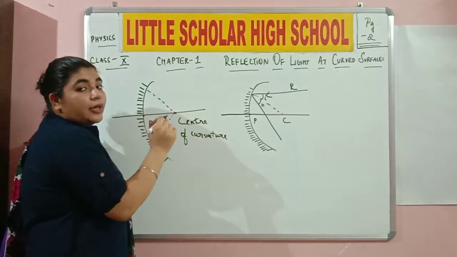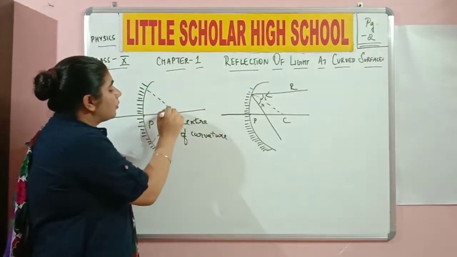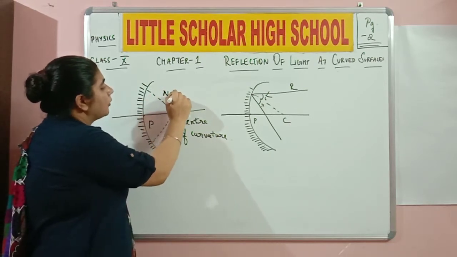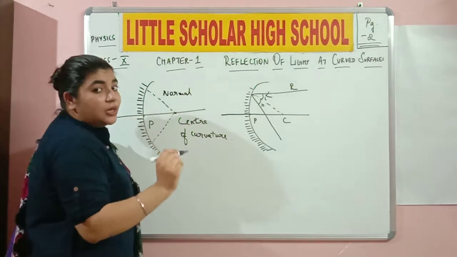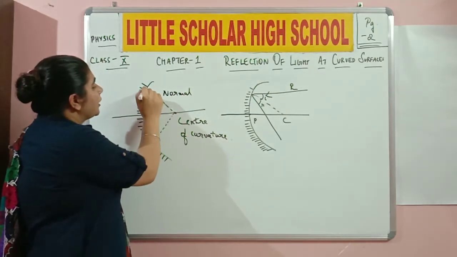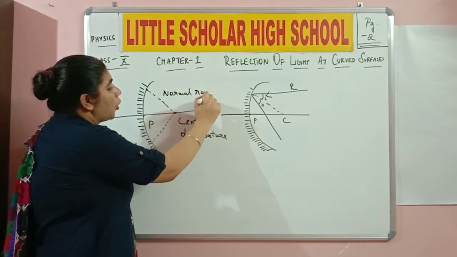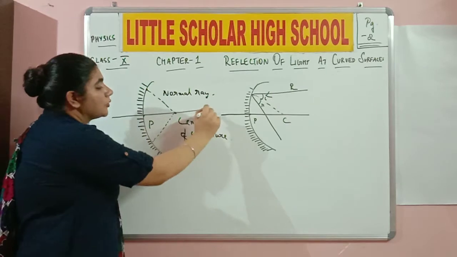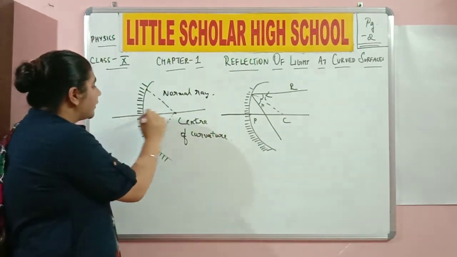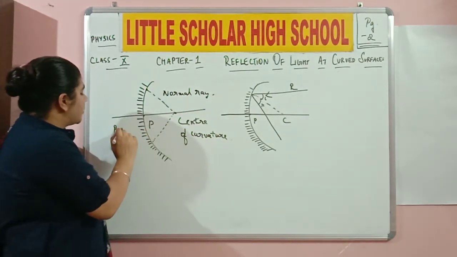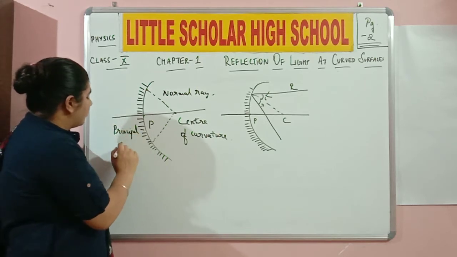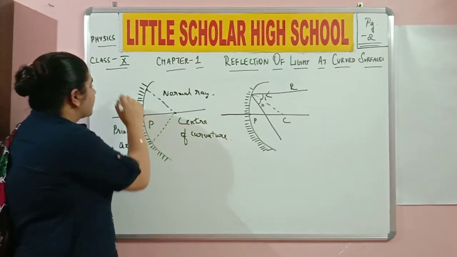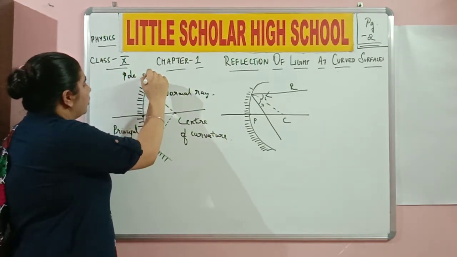Okay. Now, any line drawn from the center of curvature to any point on the mirror is called the normal ray. I am repeating it for you. Do you understand now? And the line passing through the center of the mirror, the horizontal line that you see over here, is called the principal axis. The midpoint of the mirror is called the pole or the optic center.